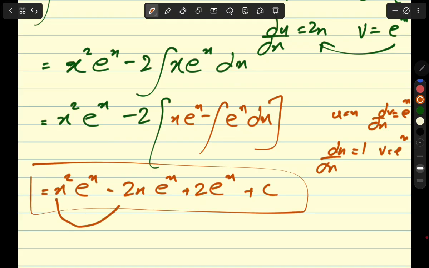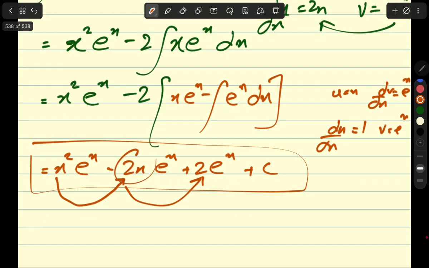So that's it. And you will see something. There's an x squared, and there's a minus 2x, and there's a plus 2. So this term is always one differential down, right? And the sign also changes, right? However, let's not try to memorize stuff. I just want you guys to know this very well and just apply it perfectly.